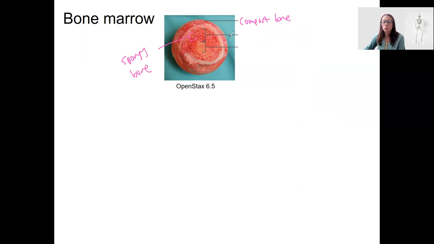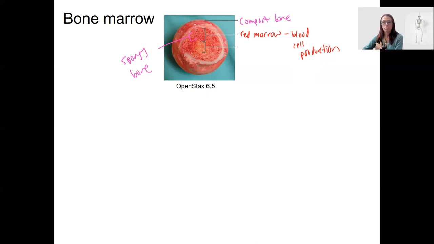And we've got two other types of marrow here. So this is our red marrow. This is where red blood cell production occurs. So actually, there are stem cells located in there that divide and allow new red blood cells and white blood cells to be produced all the time. This is called hematopoiesis, the making of blood.